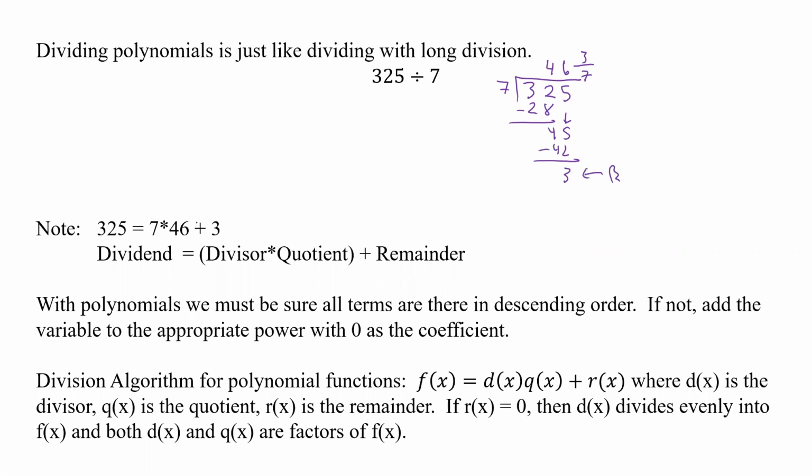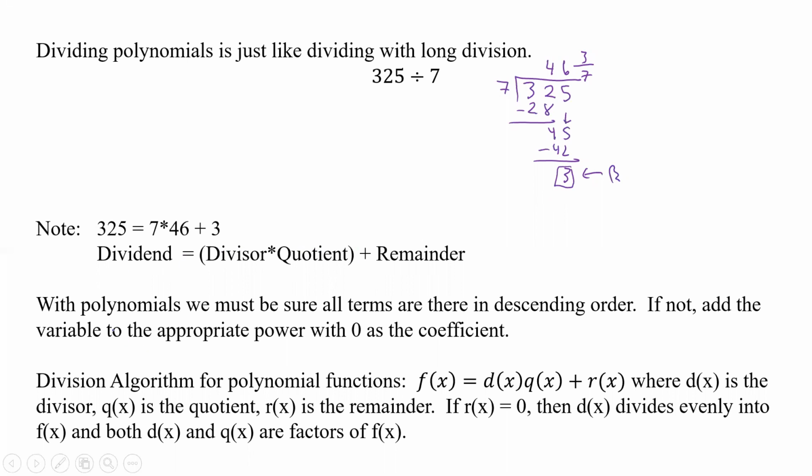Okay. Now, note we can rewrite this as 325 equals 7 times 46 plus 3. So what we're going to do is take the divisor times the quotient, and then add in the remainder of 3. Not over anything, just plus that 3, because this is the actual remainder. So then that gives us this: dividend equals divisor times the quotient plus remainder.